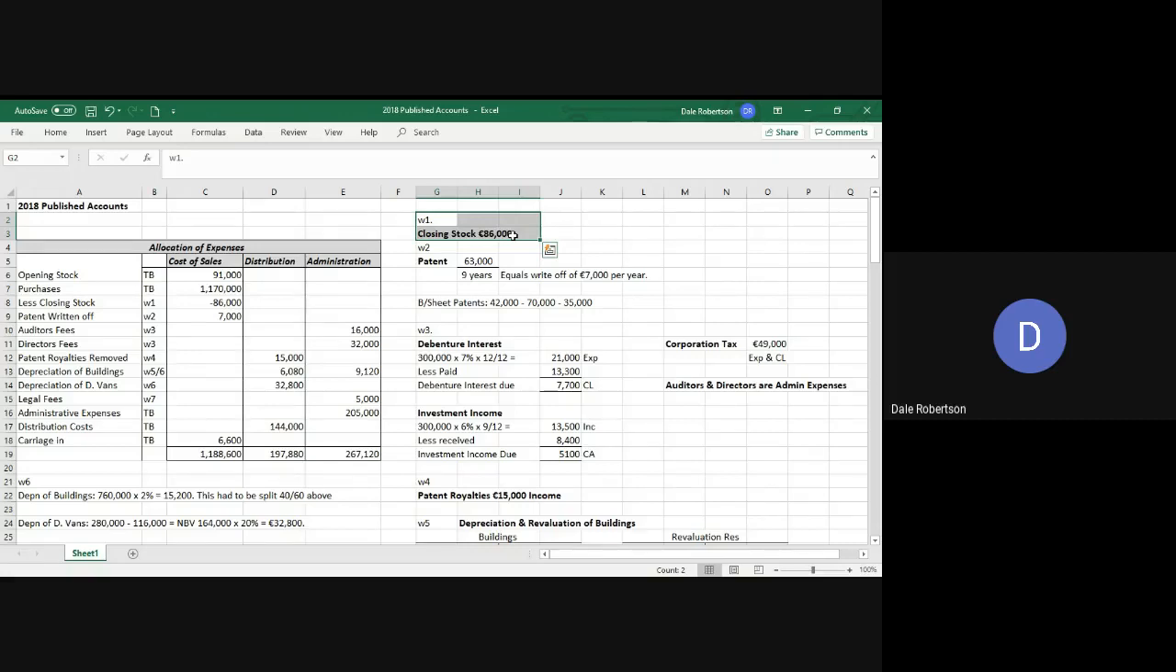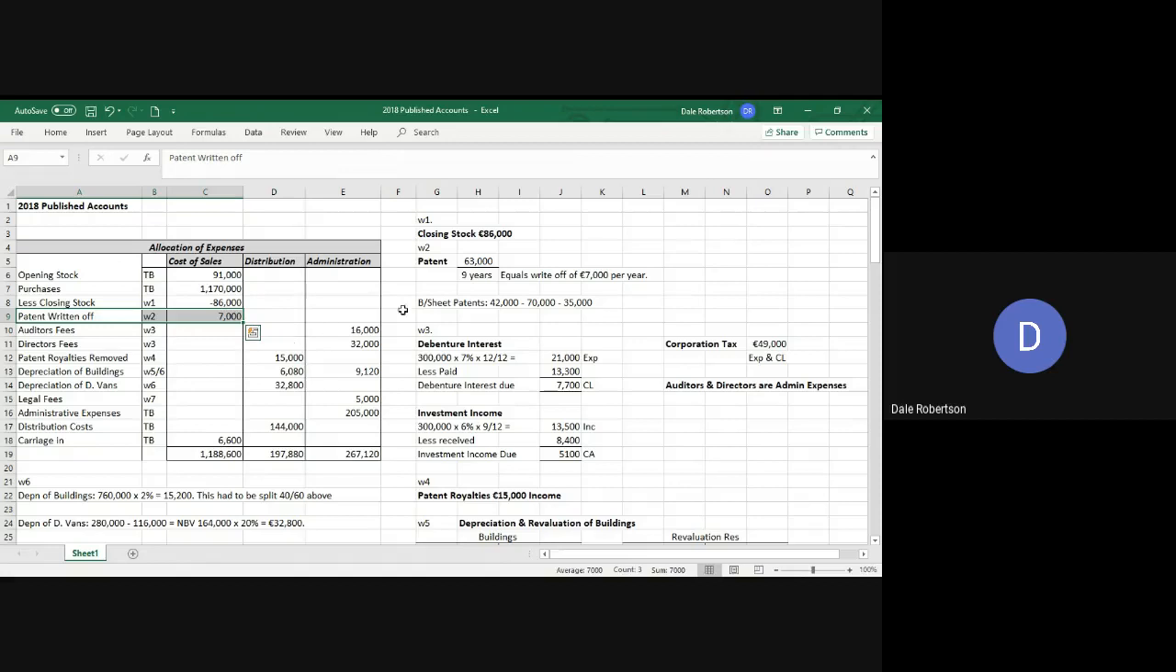So therefore, we can skip on to working number 2, where it says the patent was acquired on the first day of January 14 for 63,000. So now, the first day of January 14, that's 3 years ago in this question. But as long as we know the original cost, which is 63,000, and as long as we know by how many years it has been written off or amortized, well, then we can divide the 9 years into the 63, and that is a write-off of 7,000 per year. It says this amortization should be included in the cost of sales. So again, we're safe to put that 7,000 in there.